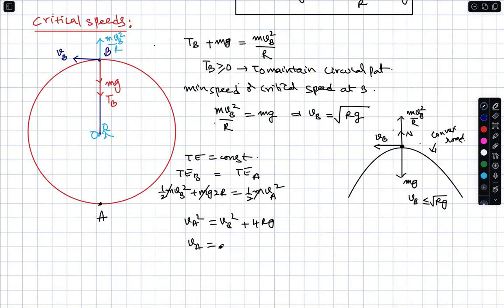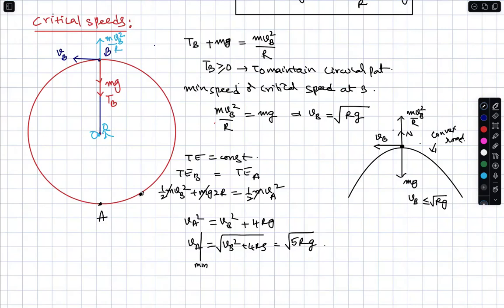So VA minimum is square root of VB square plus 4RG, which means root 5RG. I am not cheating. Now at A, if you project with slightly above root 5RG, what happens? At B, the speed will be slightly above root RG. Circular motion is sustained.